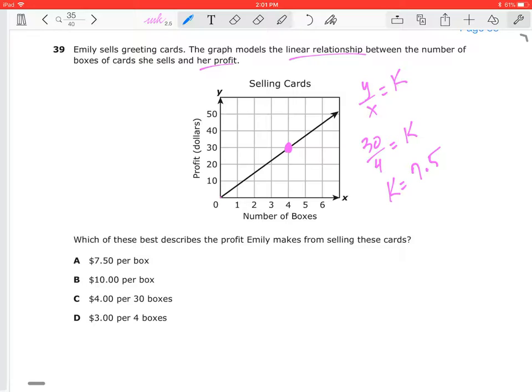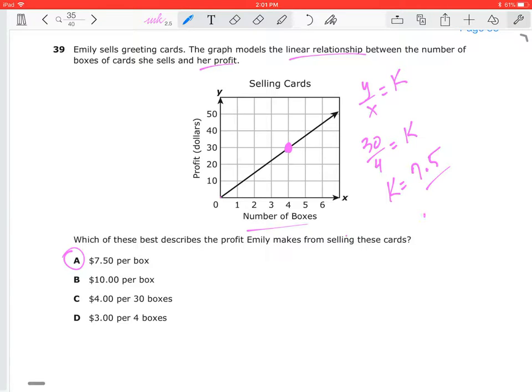So that means that every time she sells one box of cards, we're talking about boxes, so the number of boxes, every time she sells a box of cards, she makes $7.50. So my answer is going to be A.